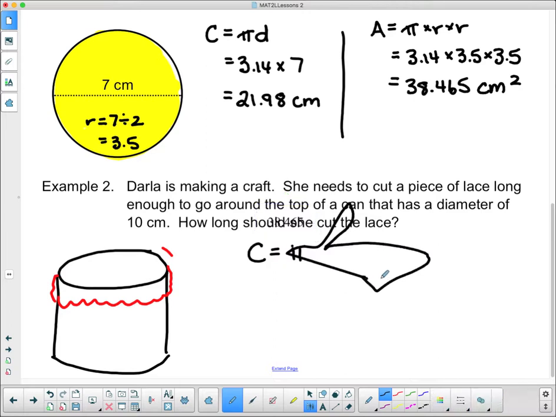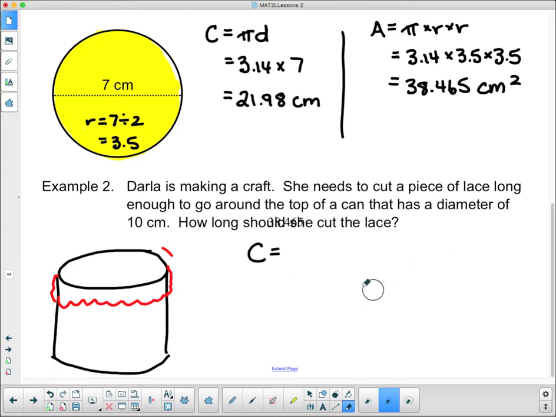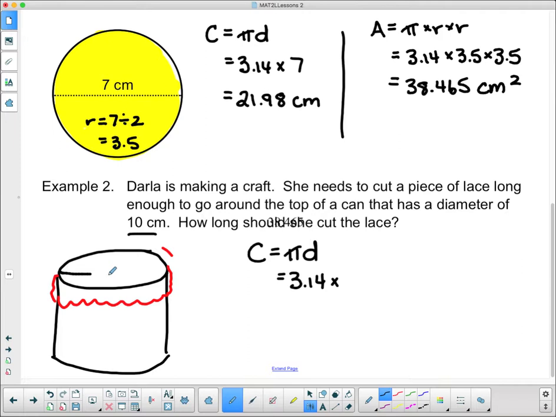So circumference equals pi times diameter. Let's try that again. Pi times the diameter, which is 3.14 times, and the diameter in this case was 10 centimeters. All the way across was 10 centimeters. So we're going to do 3.14 times 10. Now that's a really easy one. I don't have to pull up my calculator to multiply by 10. I just have to move the decimal place over 1. So that's 31.4 centimeters. So she's going to have to cut the lace 31.4 centimeters long.